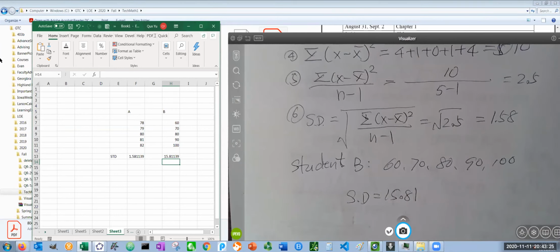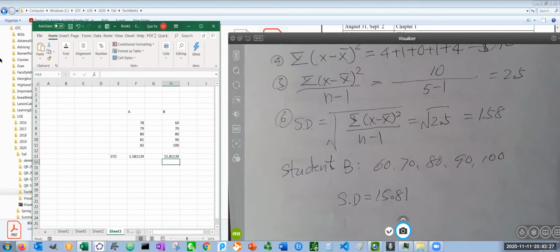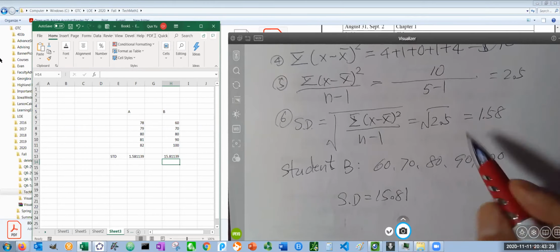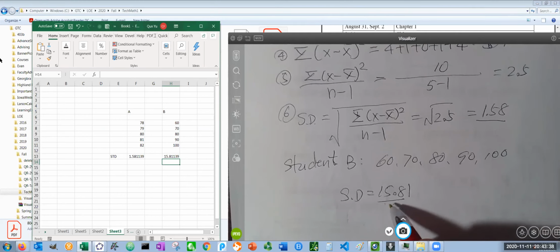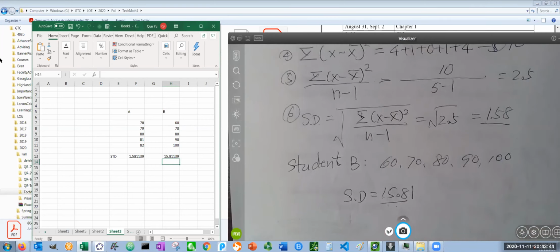Now, without looking at the data set, suppose we don't know those two students' scores. Just by looking at these two numbers, this second one is almost 10 times as big as the first one, almost exactly 10 times. Since it's a metric of dispersion, this data set is way more dispersed than this data set, and you know that's true.